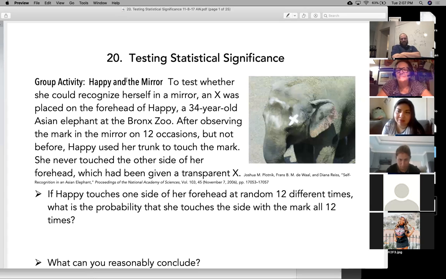What the hell is that? So after observing the mark in the mirror on 12 occasions, but not before, she used her trunk to touch the mark. I assume that means the mirror, or does she touch the mark on her own? She never touched the other side of her forehead. Oh, I see. Okay. So in other words, in the mirror, there's two X's.